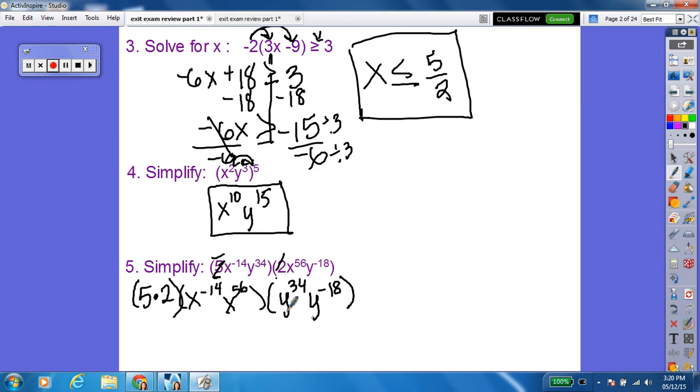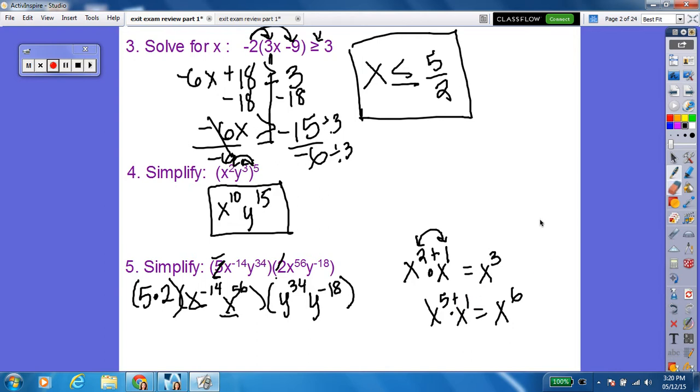But what I wanted to point out here is now I'm multiplying same base. Let me make this more simple. If I had x squared times x, you would have no trouble telling me that that was x to the 3rd. Why? Because you're adding the exponents in your head. If I said x to the 5th times x, you would say x to the 6th because we add. That's exactly what's happening here.